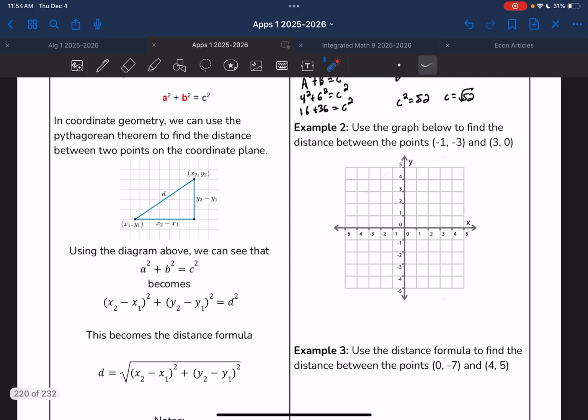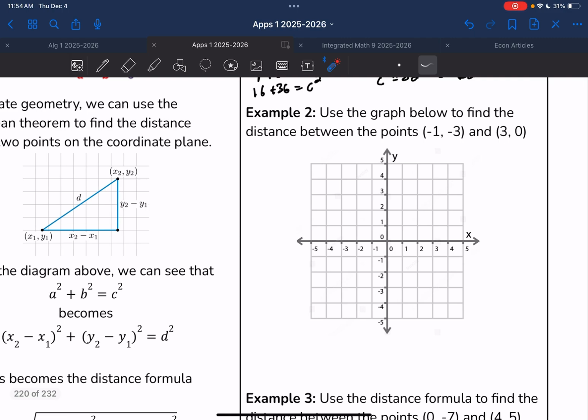So let's do that with an application over here. We're going to graph these points, and then we're going to find the distance between them. So we're going to go -1, -3. So that is right here. We're going to go 3, 0. That is right there. Once again, we're trying to find the distance between those. Well, we can see that the distance on the y, if you think about 0 minus -3, the difference between those two is 3. And the distance on the x is 4, right? 3 minus -1 would be 4.